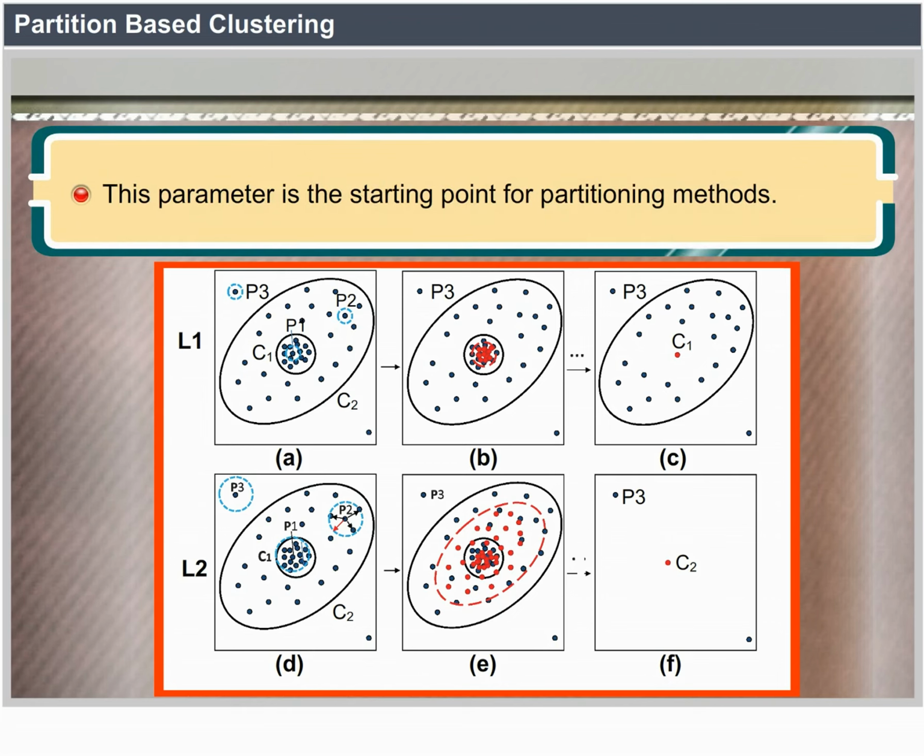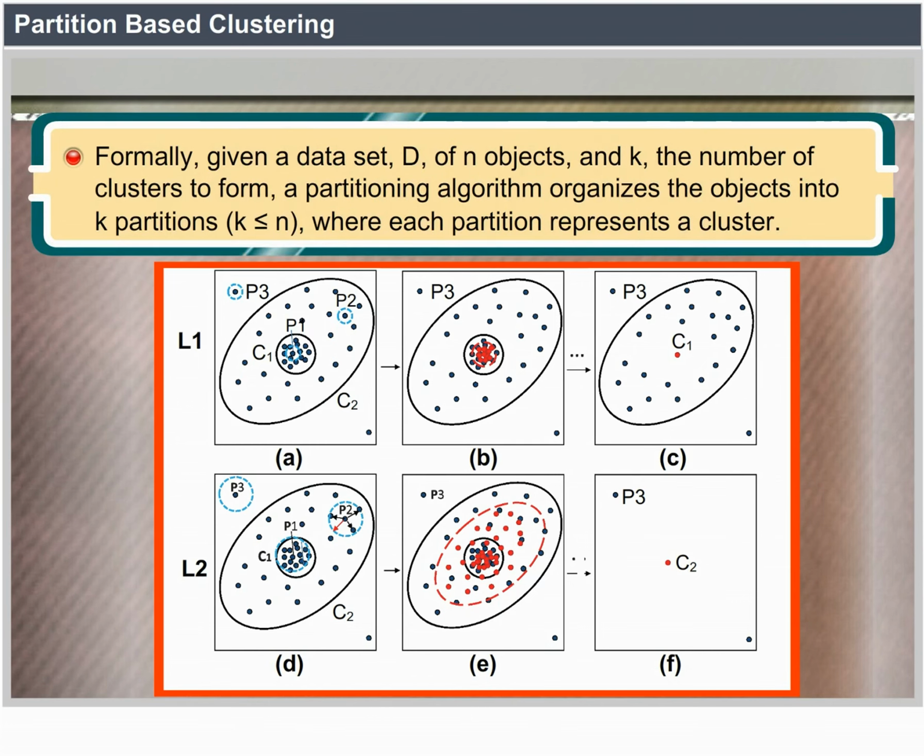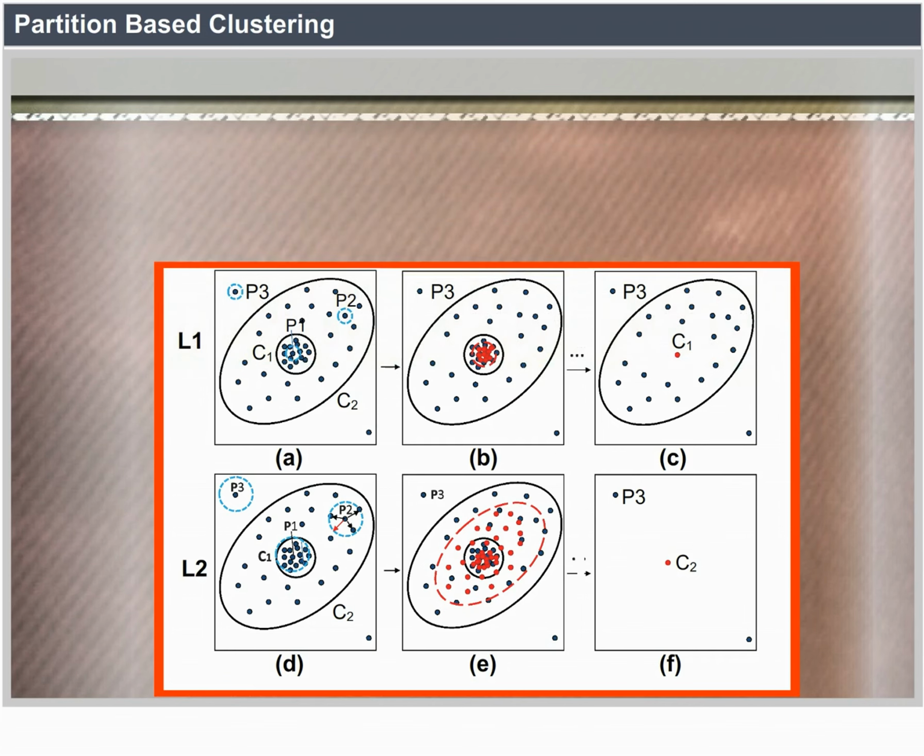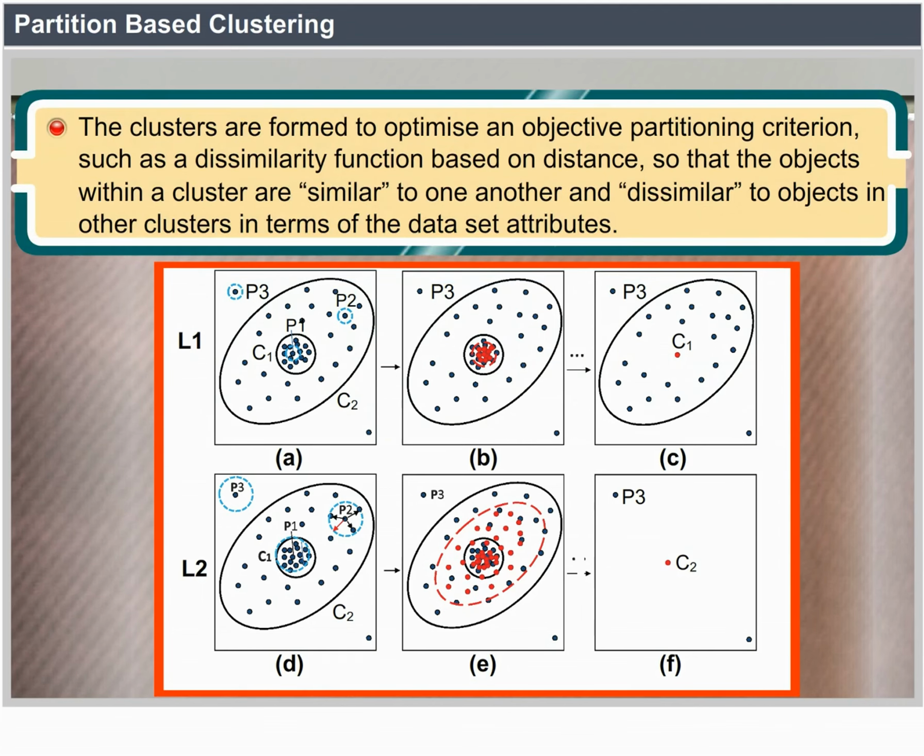Formally, given a dataset D of n objects and k the number of clusters to form, a partitioning algorithm organizes the objects into k partitions, k is less than or equal to n, where each partition represents a cluster. The clusters are formed to optimize an objective partitioning criterion, such as a dissimilarity function based on distance, so that the objects within a cluster are similar to one another and dissimilar to objects in other clusters in terms of the dataset attributes. K-means, a centroid-based technique.